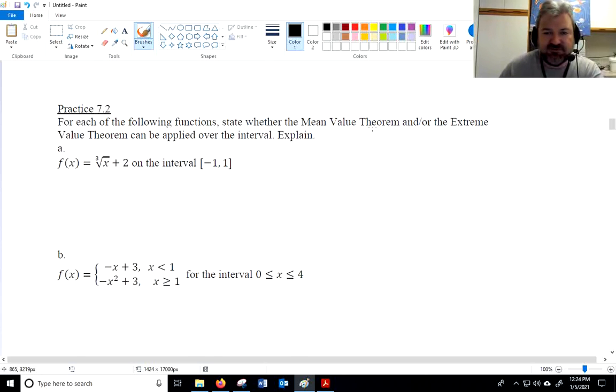Practice 7.2. For each of the following functions, state whether the mean value theorem or the extreme value theorem, or both, can be applied, and explain.